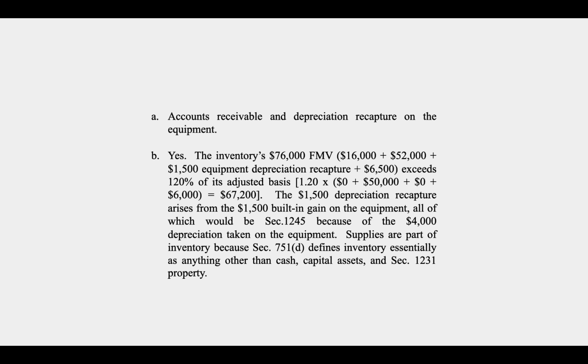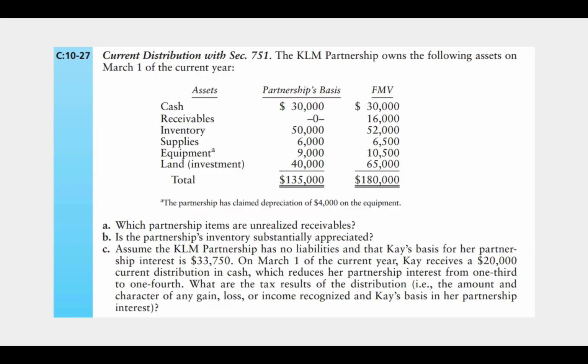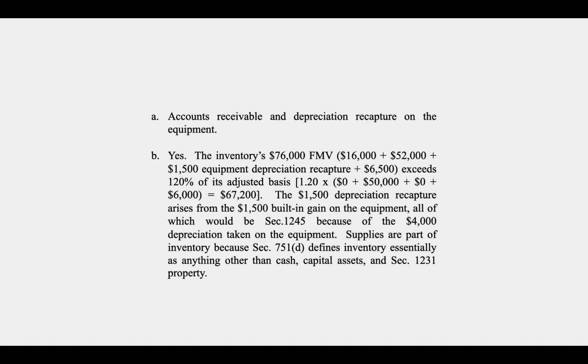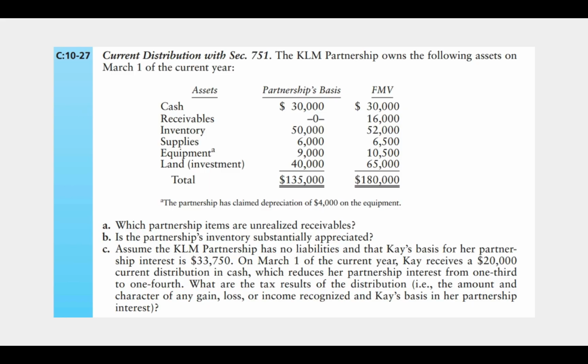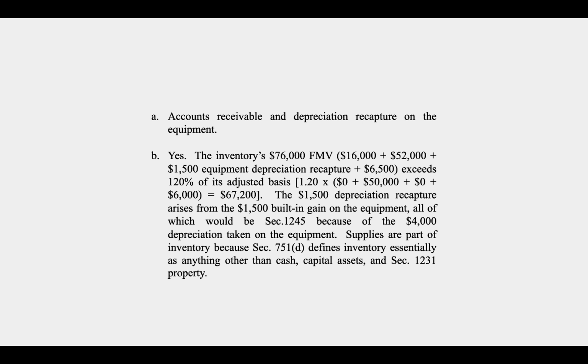The inventory's fair market value is $76,000. You can see that's a $16,000 fair market value from the receivables, the $52,000 of inventory, the $1,500 of depreciation recapture, and the $6,500 of supplies added up. That's the fair market value. It exceeds 120% of the basis, and the basis of each asset is 0 for the receivables, $50,000 for the inventory, $6,000 for the supplies, and of course 0 for the recapture.